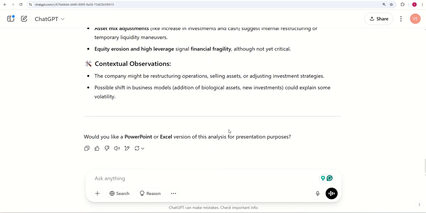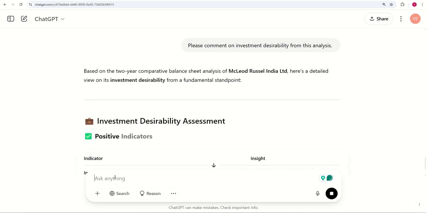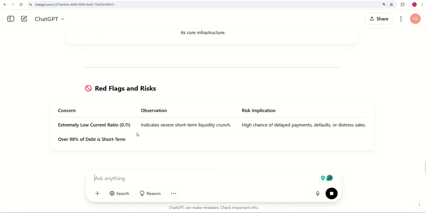So it is asking, do you want a PPT or Excel? Please comment on the investment desirability from this analysis. I'm not going to ask about this company in particular. Based on this analysis, what do you feel? So there are some positive indicators, and red flags.